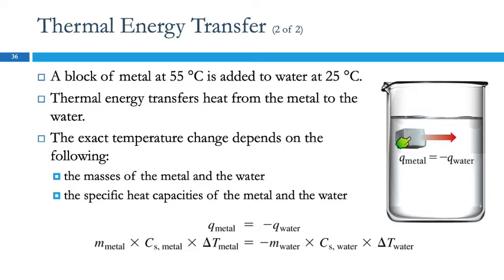So maybe you don't know what kind of metal that is, but you know its initial temperature. Maybe you had it in an oven or something at 55 degrees Celsius. Its final temperature is going to be the same as the water. So you can calculate delta T quite easily. You can find the mass of it, and so then you can calculate the specific heat capacity, because the energy lost by the metal is equal and opposite in sign to the energy gained by the water. Any questions?